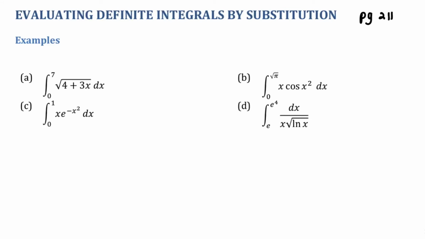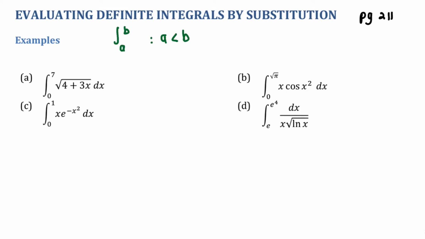Okay, in this video, I'm going to discuss evaluating definite integrals by substitution. We have done U-substitution before, but now we have a limit. Remember that when you have a limit from a to b, your value of a must be smaller than b. If it is not, then you have to alter it a bit using the properties.